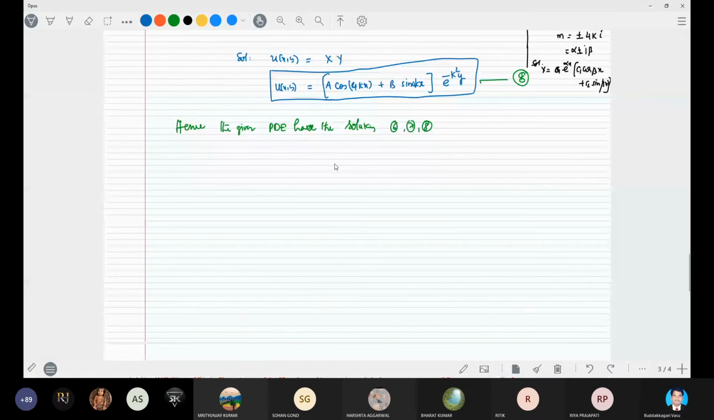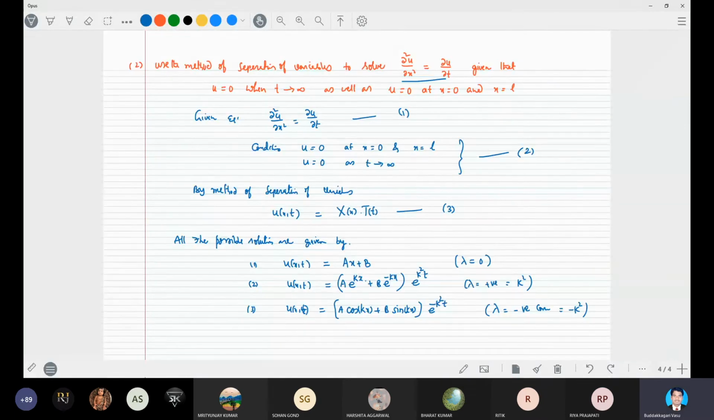Like that we can. Am I audible? Hello. Yes, sir. Right. So here we got all the possible solutions for any given differential equation by the method of separation of variables.